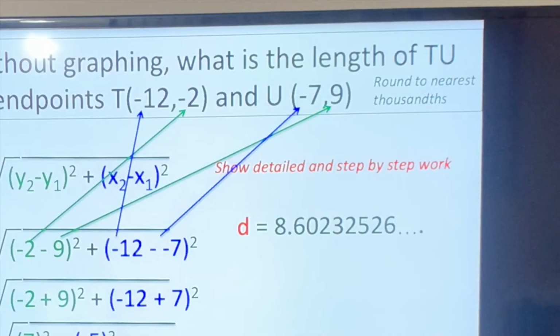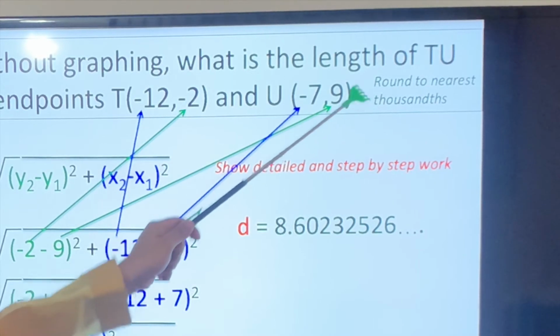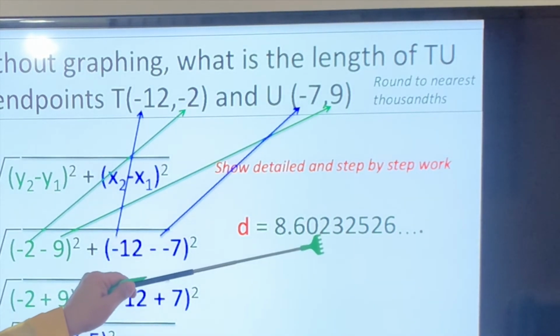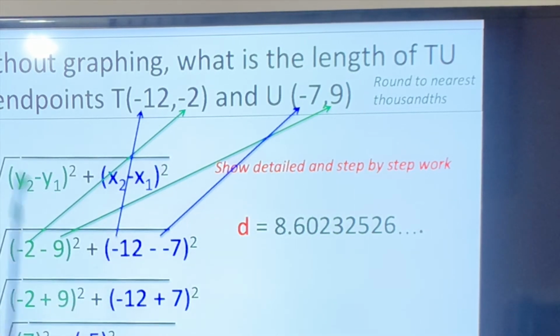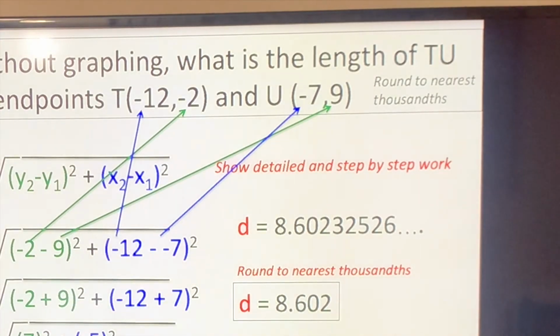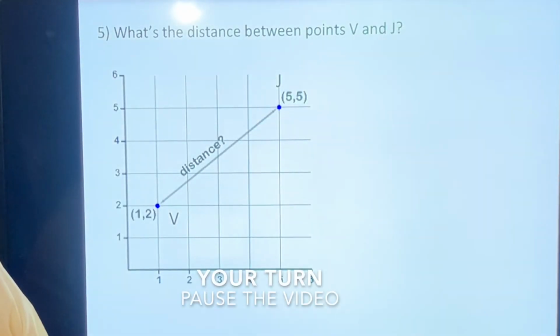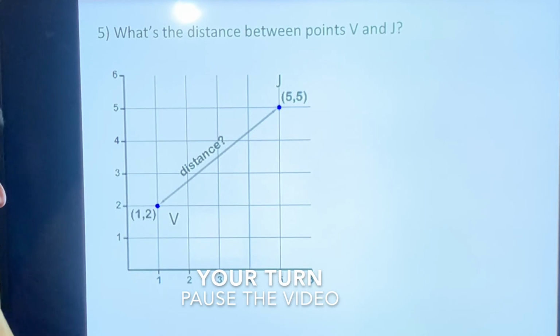And next, the square root of 74 is a non-terminating decimal, but it says here, round to the nearest thousandths. And where is thousandths? Thousandths is over here. Will the 2 affect the 3? No. So it stays the same, 8.602. Next, pause.